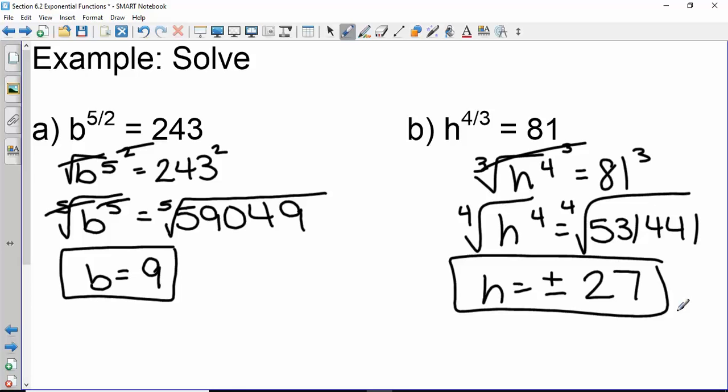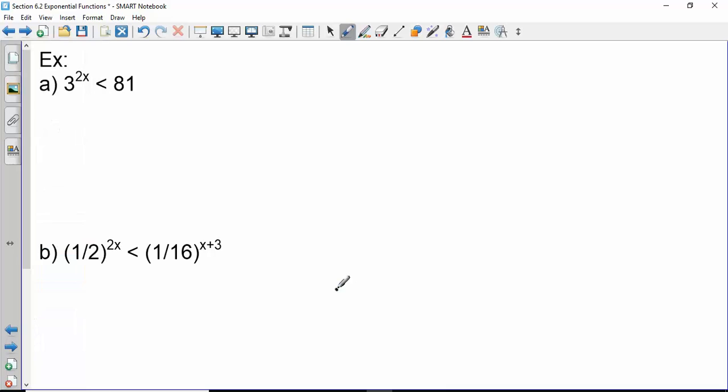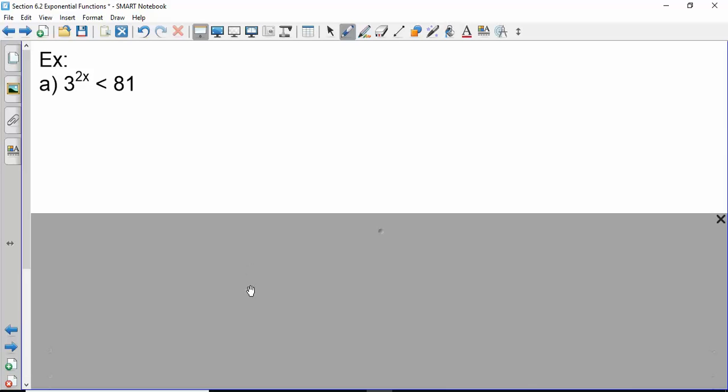Any questions on that one? Then let's do an inequality.